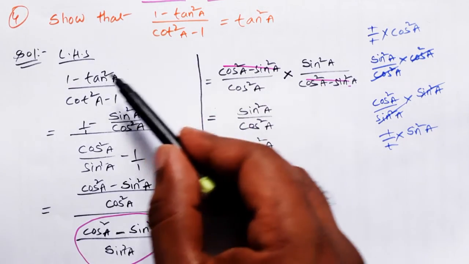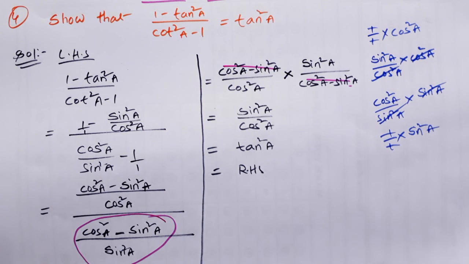We took LHS, we simplified like this, and we got the RHS answer. That's it.